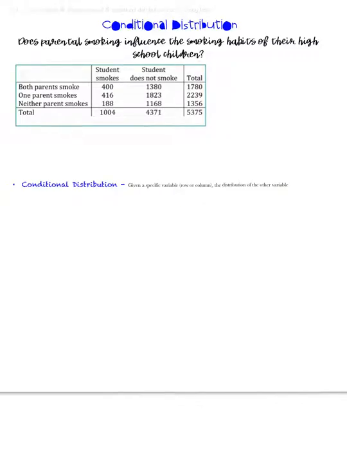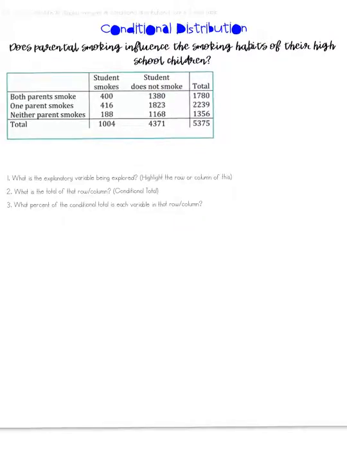All right, so marginal distribution is pretty straightforward. Conditional is where it gets a little bit trickier. So conditional distribution is we're going to lock into one variable and see how the other variable breaks down within that one variable. So when I think through the process of calculating conditional distribution, I have three questions that kind of guide me.